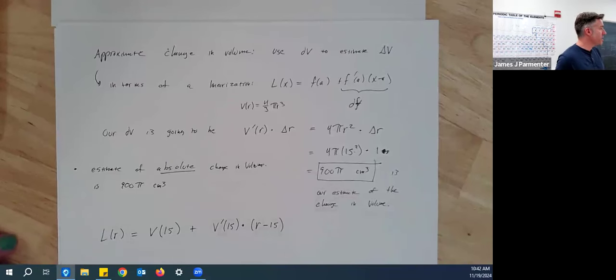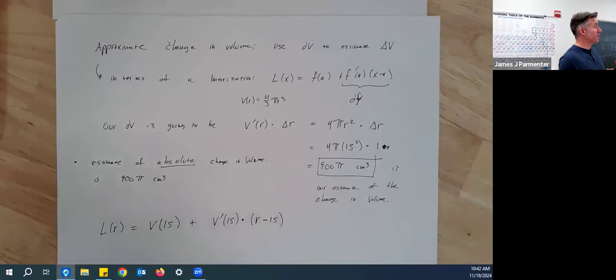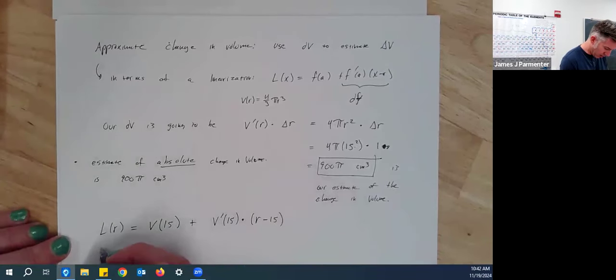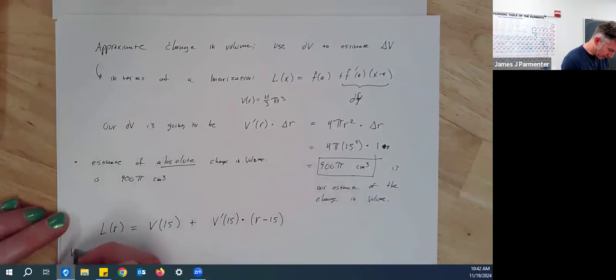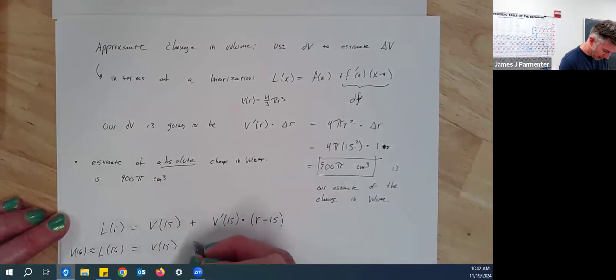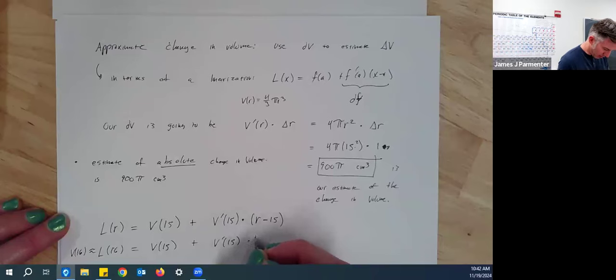And then we're trying to estimate the volume when the radius is now 16 centimeters. So we plug in 16 for the r right there, and our volume at 16 is approximately L of 16, which is going to be our old volume plus this derivative at 15 times 1.